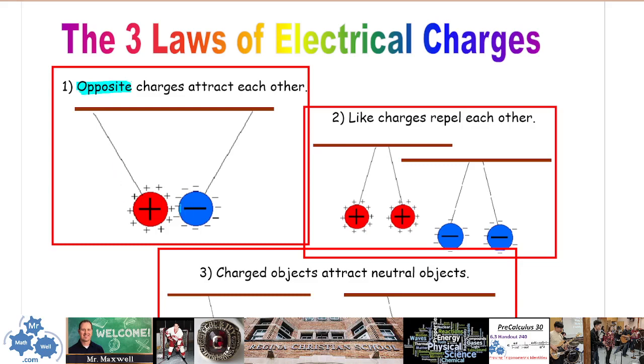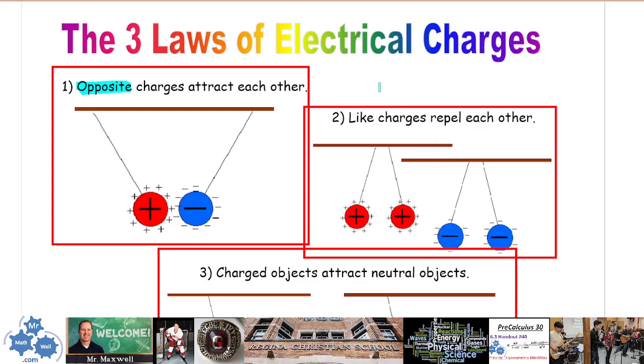Opposite charges attract. So if we have a positive charge, and the 2 types of charge would be positive and negative. If we have a positive charge and a negative charge brought near to each other, they would definitely attract each other, okay? If 2 objects attract each other like that, like amber and feathers, you can know that they have opposite charges. They are not going to be attracting each other if they're the same.